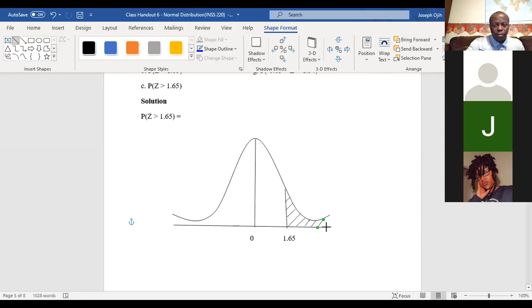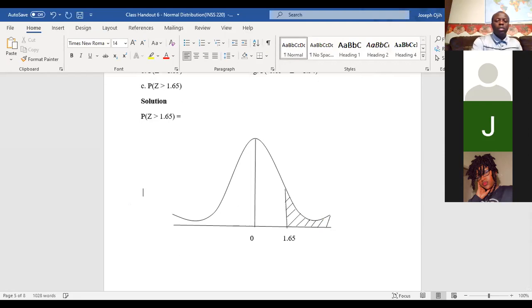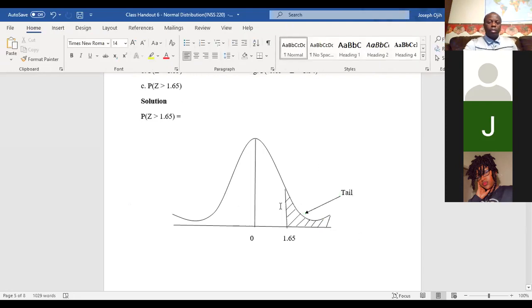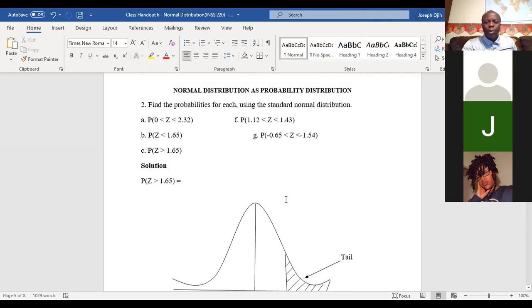Shading. Okay, so this kind, we say that it is at the tail. Now, this is the right tail because it is on the positive side. This is what we call the tail. Now it can be on the left tail. If it is less than negative 1.65, then this tail will be on the left side. Either way, because it is symmetric, it is still the same thing. It doesn't matter.